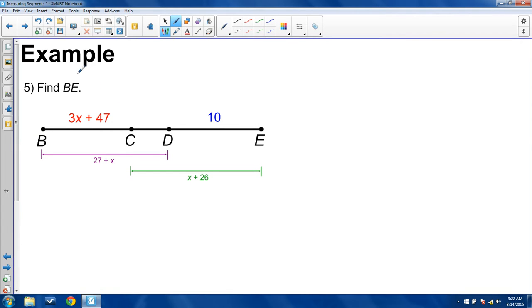Okay, one more problem, and this one's a bit of a doozy. We have to find all of BE. Now, you're given the length of BC. You're given the length of DE. You are not given the length of CD. You're given the length of BD, and you're given the length of CE.